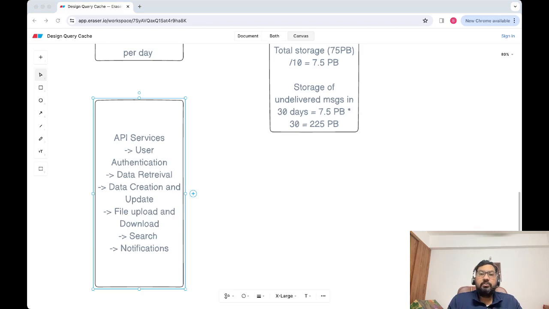Okay, so what we have discussed is the functional requirements, non-functional requirements, traffic estimation, storage estimation, and API services. This is how you should break down any system design problem, and it is relevant for all types of system design interviews. Right now we discussed WhatsApp, but it is relevant for Instagram also, maybe for Facebook or other types of platforms, or Netflix.